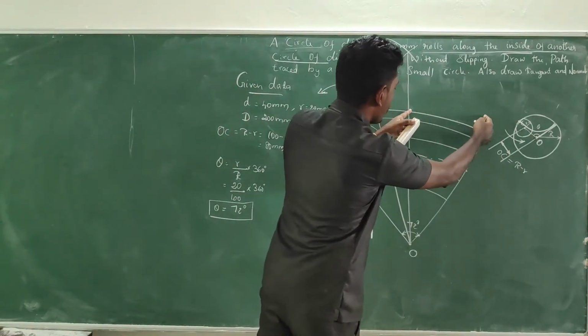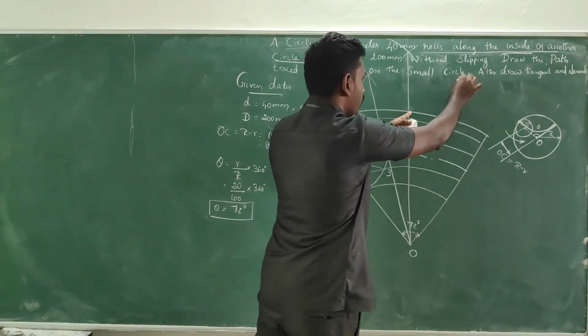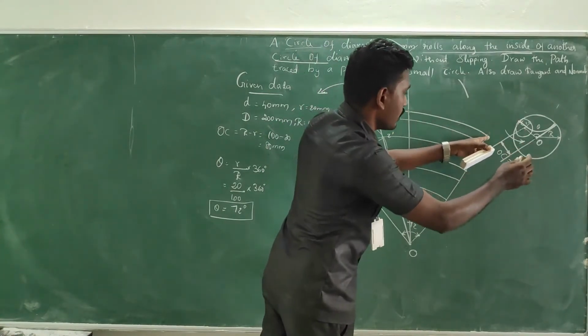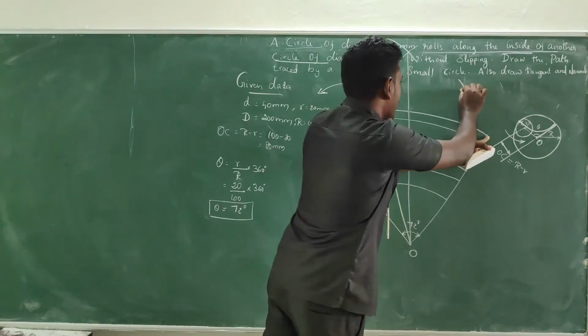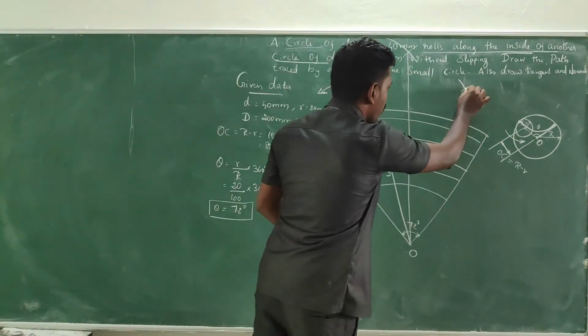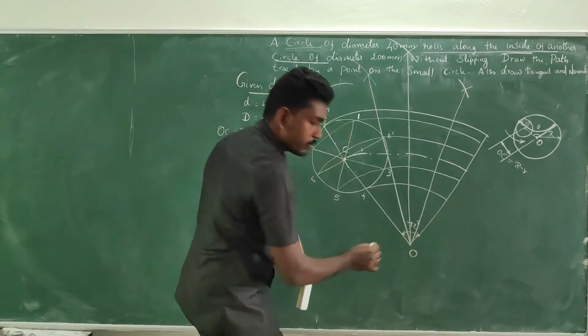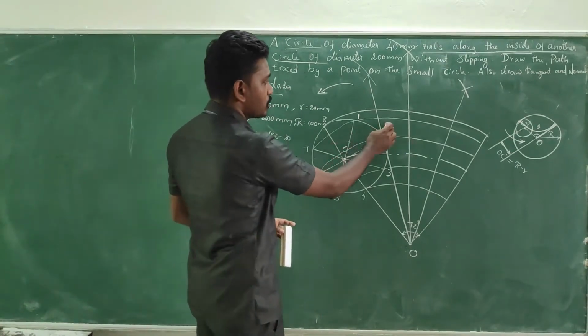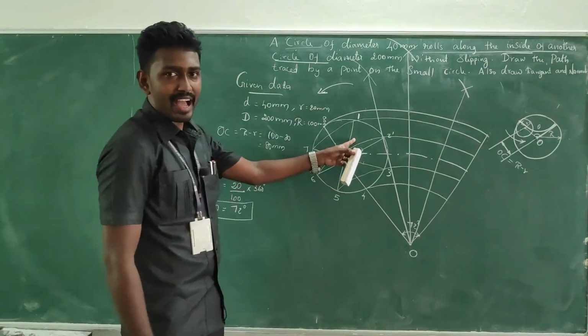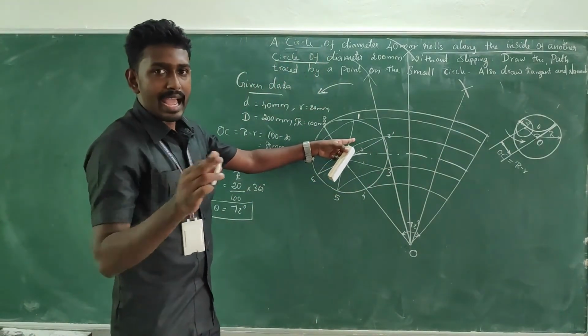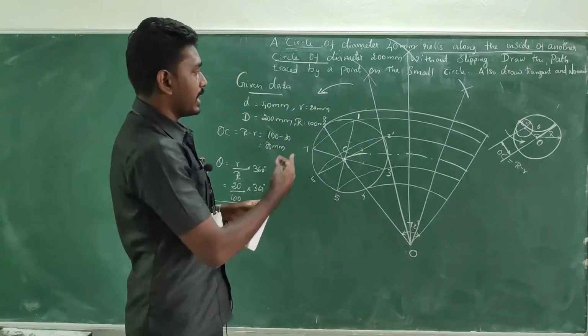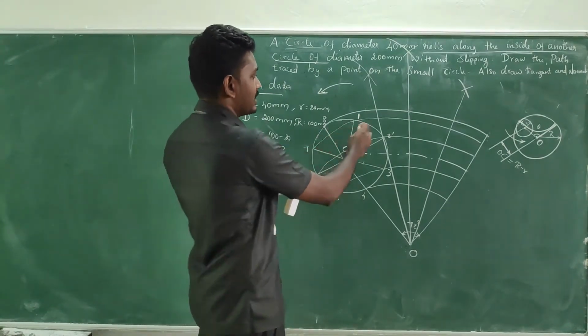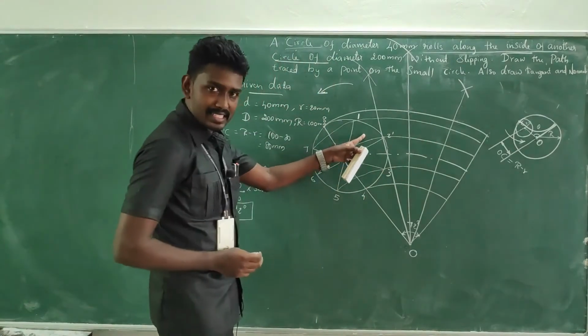So take more than half of this and keep at this point and go for an arc, and with the same measurement keep at the opposite end and go for a cut mark and drop the line to the O. Check 1, 2, 3, 4. We have 4 separations. We need 8 equal parts, right? So again we can do the separation for each individual segment.